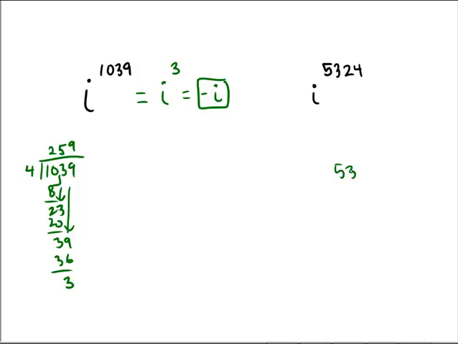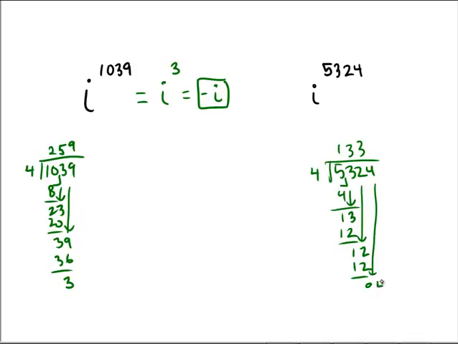5,324. Well, 5,324 divided by 4. 1 times 4. 13 would be 3 times 4 is 12. 12 would be 3 times 4, none left over. And 4 goes into 4 just once, so this time we're left with a 0 remainder. So this becomes the same as i to the 0th power, or i to the 4th power, which is just 1. So the two answers to these you got were hopefully negative i and positive 1.